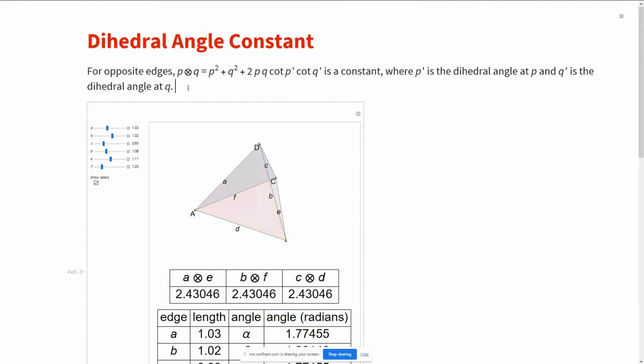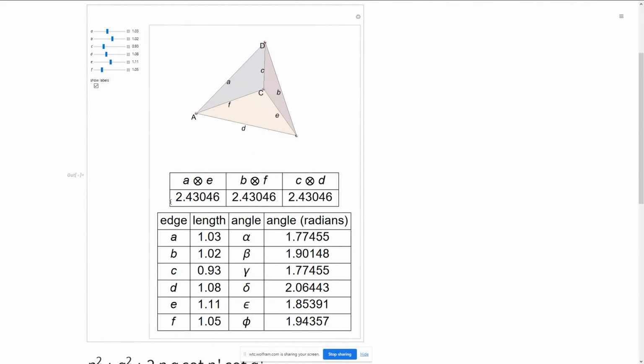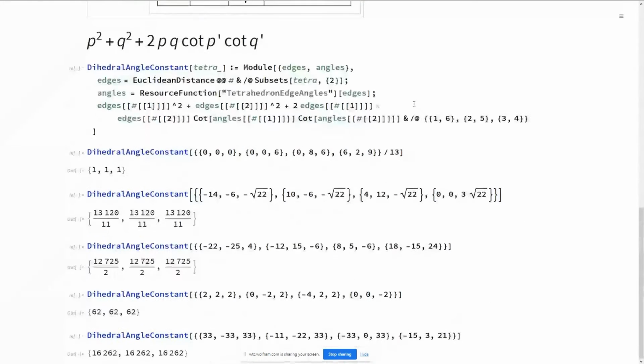We can look at the dihedral angle constant. If you look at opposing edges of a tetrahedron and use this operation, the sum of the squares times twice the cotangents of the dihedral angles, the values of all 3 of these for the 3 pairs of opposing edges are the same. So that gives the dihedral angle constant. So I decided I would add a dihedral angle constant function to the function repository. And here's a few tetrahedra and their constants.